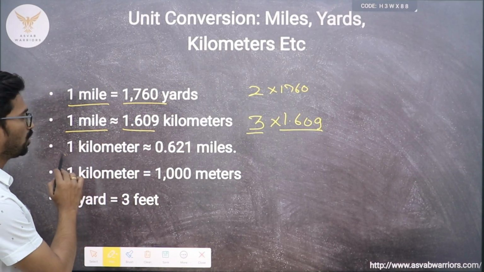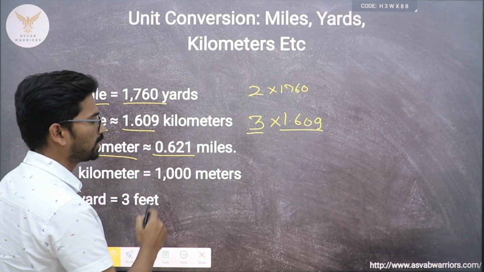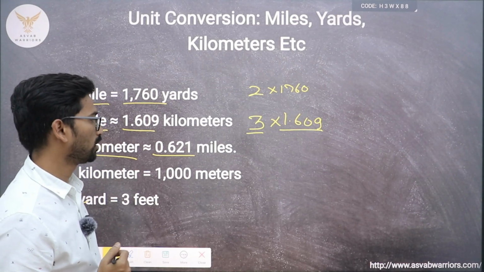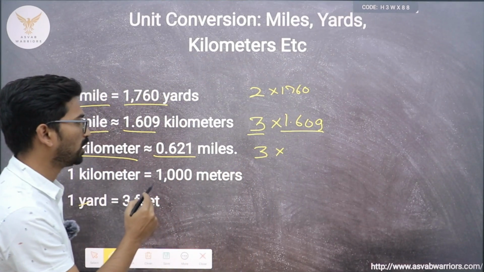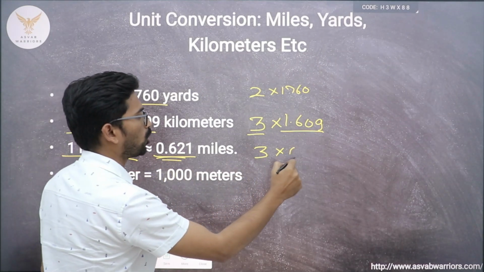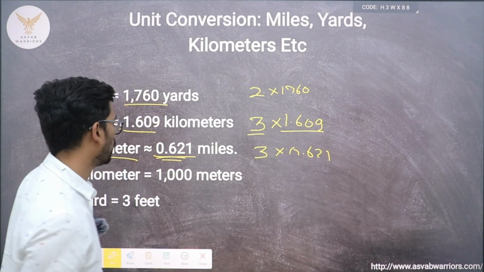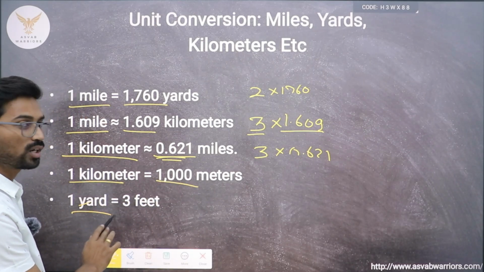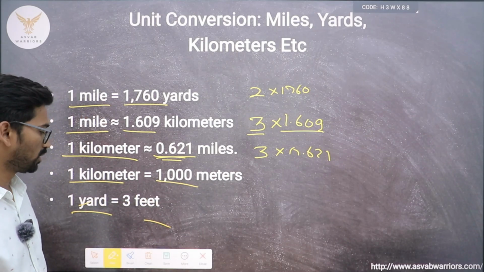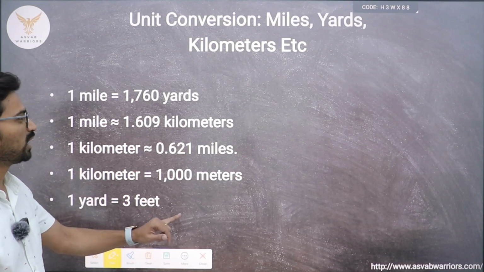In the same way, 1 kilometer is equivalent to 0.621 miles. If 3 kilometers is given, then you will have to multiply 3 with 0.621. Again, 1 kilometer has 1000 meters and 1 yard has 3 feet. This is the conversion of distance.